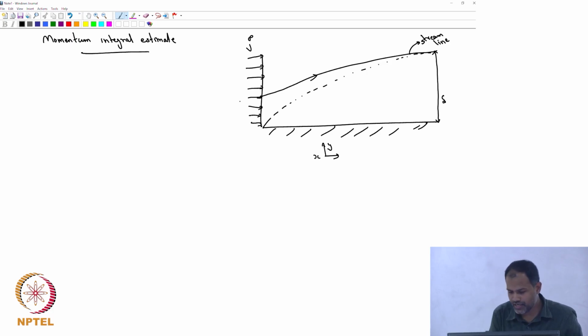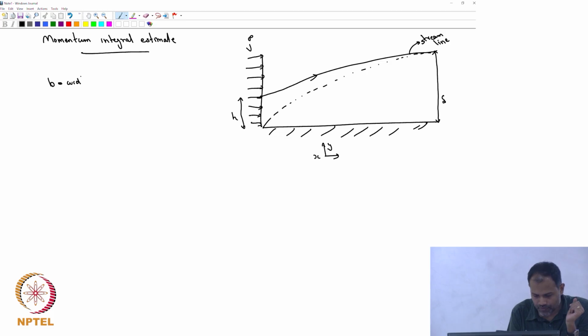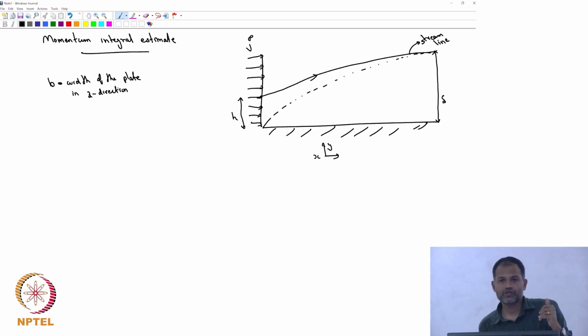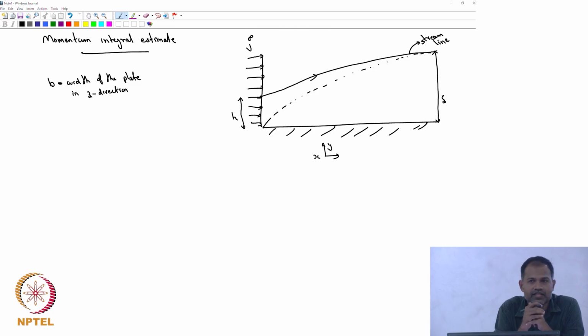So let's say this height is h. The height on the right hand side is delta. And let's say b is the width of the plate in the z direction. Okay, so I'm looking at the xy plane. The z direction is the line perpendicular to the screen that you are looking at. So b is the width in that particular direction, which let's imagine to be very large.